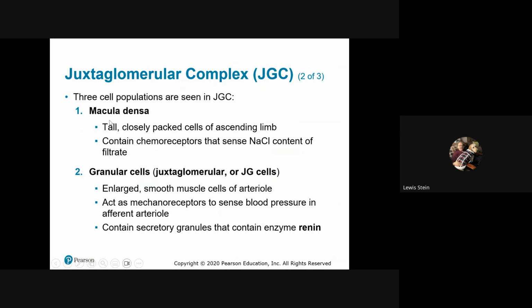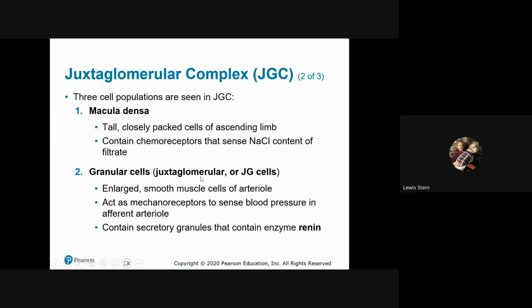There are three cells that are part of this: the macula densa, and these are the ones that have chemoreceptors. So remember, we had a macula lutea. Don't get confused about it. Lutea generally implies a yellowish color. So densa is a densely packed area of these cells that are chemosensors for salt.